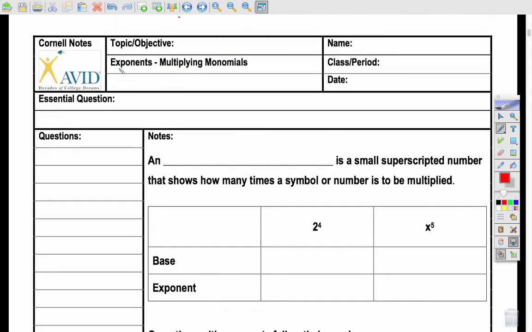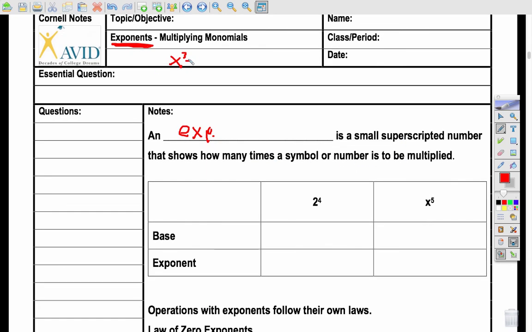So this is exponents. We're starting exponents. Again, exponents, that's the number, the little number above. There's your exponent up there. We're going to multiply exponents. All right. So the first part is, I'm just going to abbreviate, the exponent. Exponent is a small superscript number that shows how many times a symbol or number is to be multiplied. It's just what we just talked about. It's the small little number up there. You've all seen it. You know what I'm talking about.